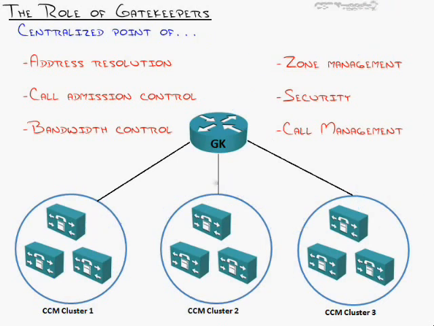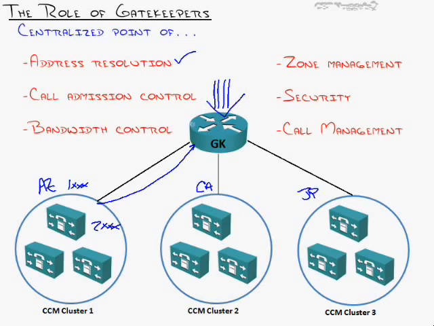Rather than these clusters, and I'll write their names up again, Arizona, California, Japan, linking to each other, they all have a centralized point, and this is what I'm talking about, of address resolution. Arizona still knows it's 1XXX, but when somebody dials 2XXX, Arizona doesn't know that that goes to California. It will send the message up to the gatekeeper and say, help me out here, bud. How do I get there? And now the gatekeeper becomes your centralized point of administration. You do all your configuration right there. So the gatekeeper knows, oh, well, to get to 2XXX, you go here.